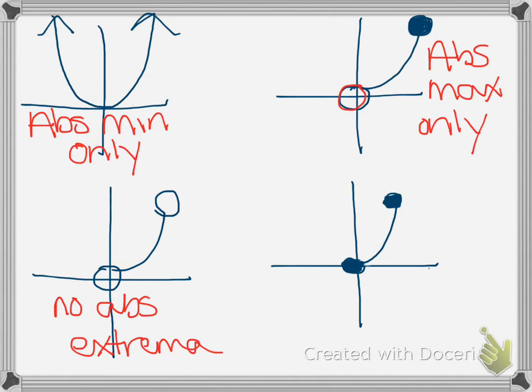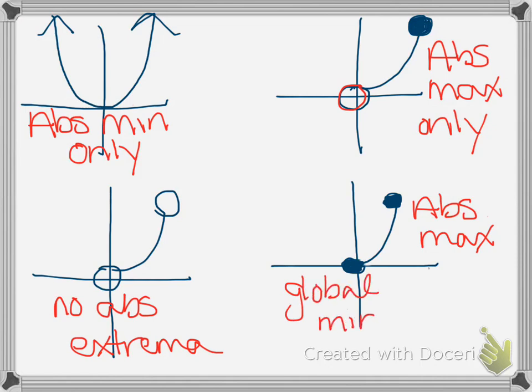And then over here on our bottom right, we have an absolute max. And we also have a global min. And you're going to see me interchanging those words just to get you used to seeing both of them, using both of them, all of that.